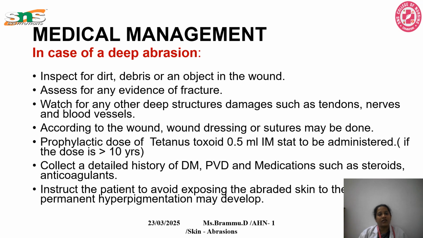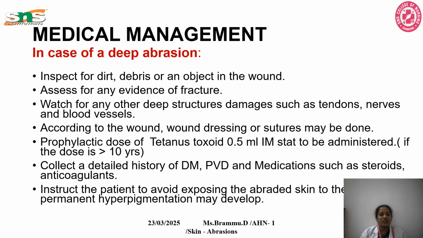Prophylactic tetanus toxoid, that is TT 0.5 ml intramuscular, is to be administered as the start dose. If the dose was previously given within 10 years, it is not necessary to repeat it. If the wound is very big, then we may need to repeat the dose.